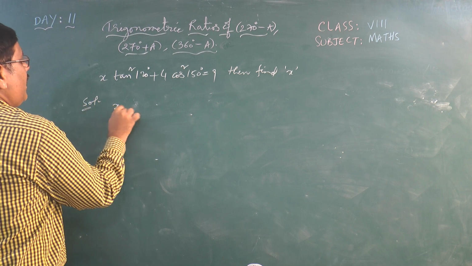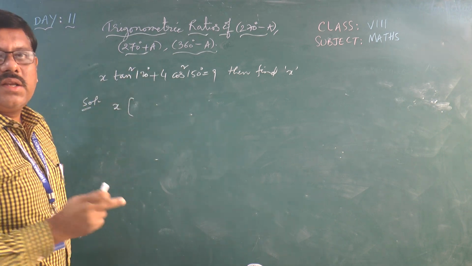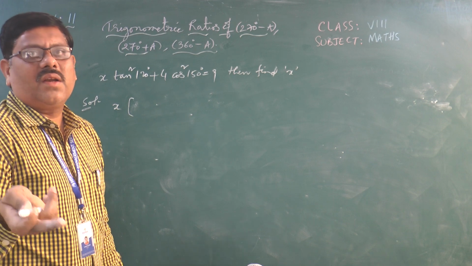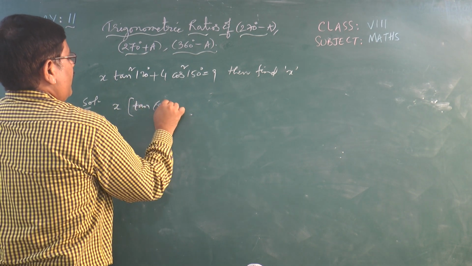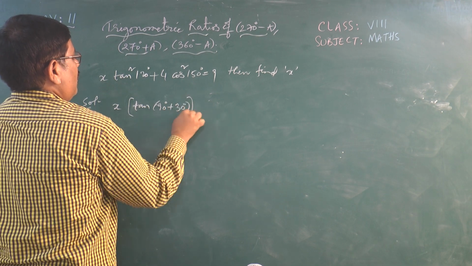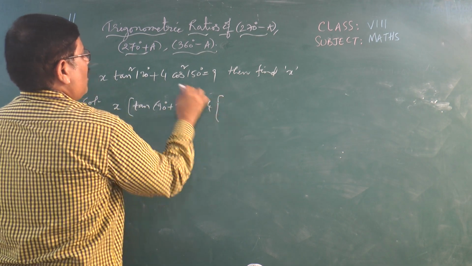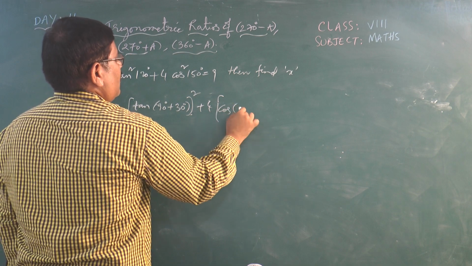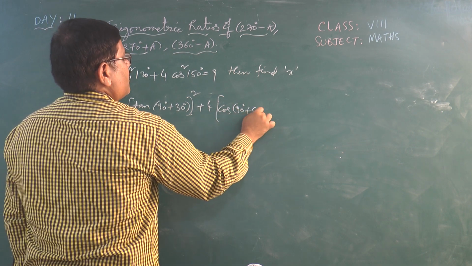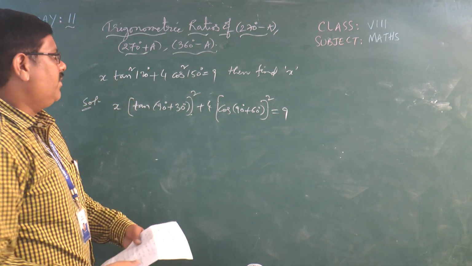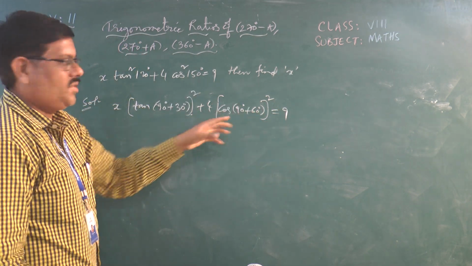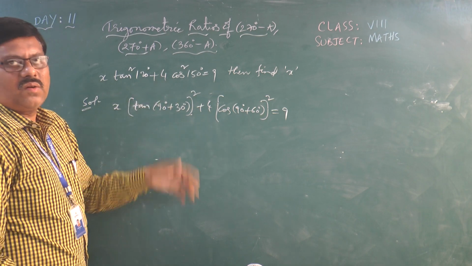Solution: let us take x into tan square 120 degrees, which is nothing but tan 120 degrees whole square. Tan 120 degrees is nothing but tan (90 degrees plus 30 degrees) whole square, plus 4 times cos 150, that is cos (90 degrees plus 60 degrees) whole square, equal to 9. It can even be 180 degrees minus 30, or 180 minus 60, your wish. You can write it in any way.